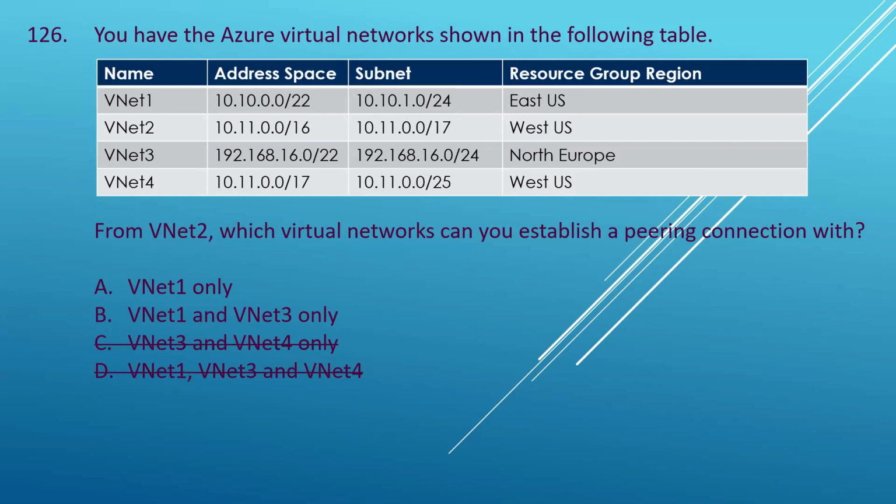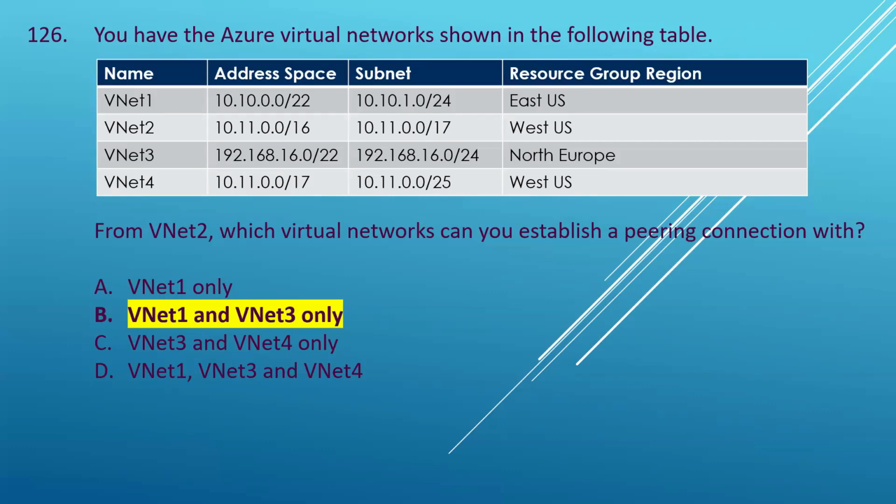VNet 2 can peer with VNet 1 due to the difference in address space, but it can also peer with VNet 3. So we will rule out option A and choose option B as the correct choice. Even though option A is also right, the question does have an option where 2 of the VNets are right. So you need to choose that option because the question specifically asks which virtual networks. If you choose option A, which is VNet 1 only, that would be an incorrect choice because the peering can happen with VNet 3 as well.